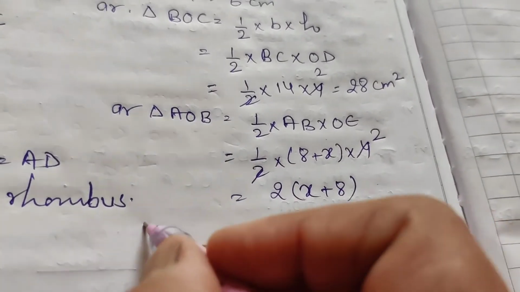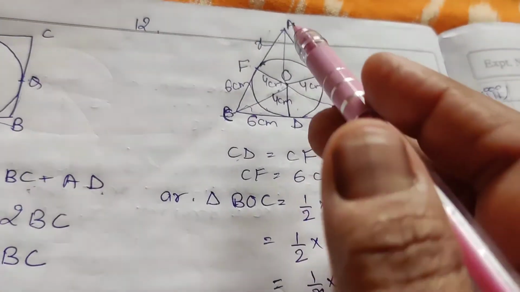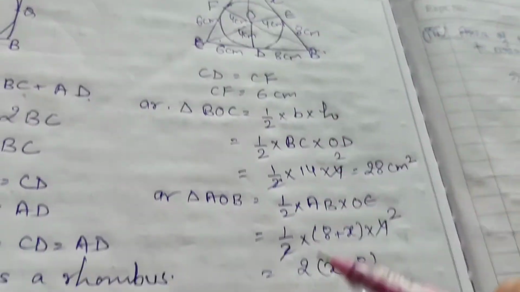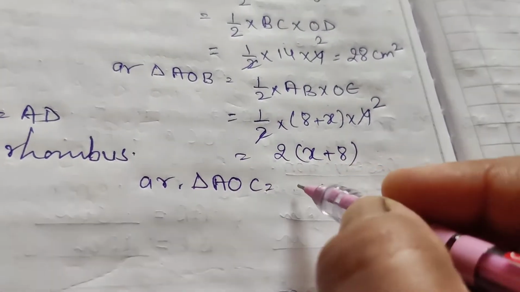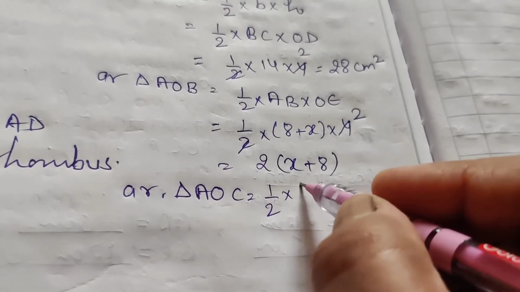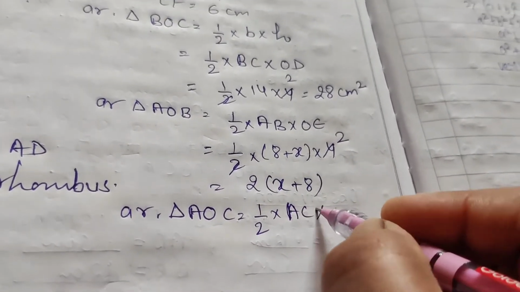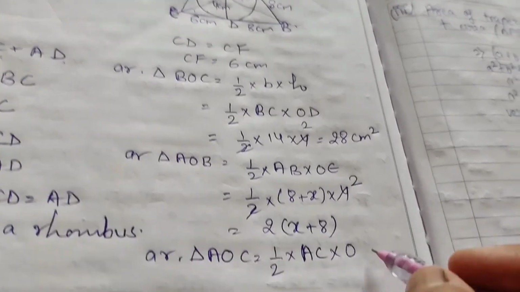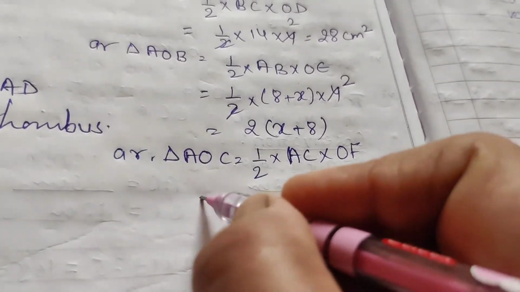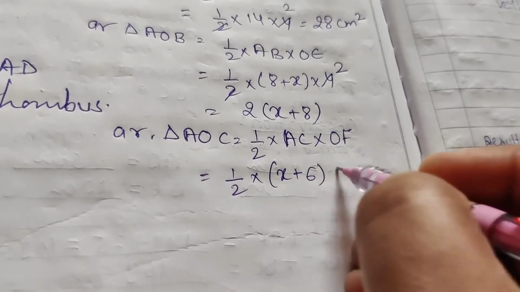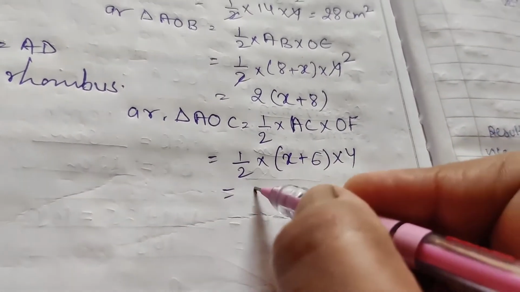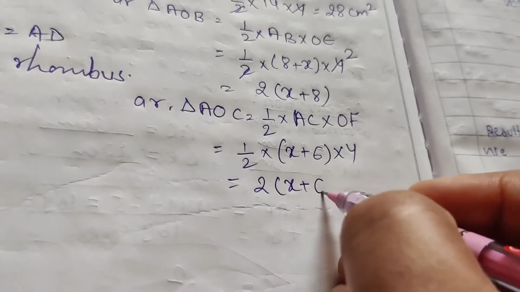Third, area of triangle AOC. Area of triangle AOC is 1 by 2 AC into OF, 1 by 2 x plus 6 into 4. It means 2 times x plus 6.